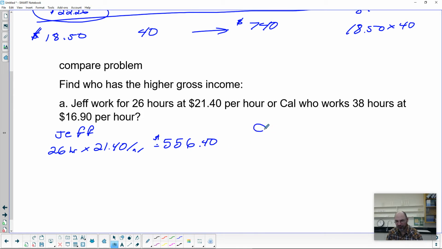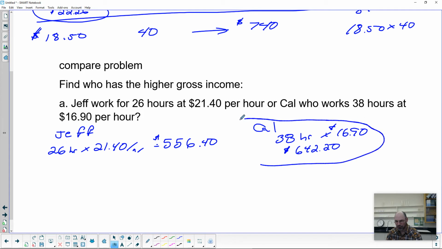Okay, and then Cal here works a little longer, 38 hours, but he gets paid only $16.90 an hour. So go 38 times 16.9, and that's $642.20. So Cal is making more because, even though he's working for less, he's working lots of hours compared to Jeff. Okay, let's take a look and see if we got another one here.